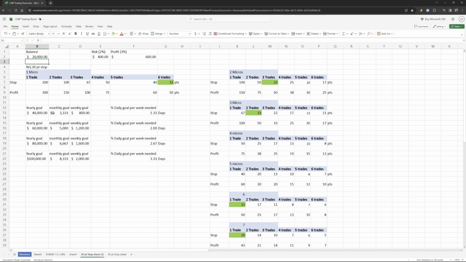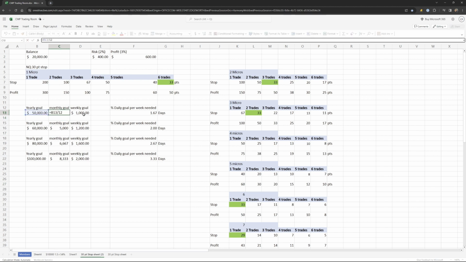Just to go over this again, you've got some goals here, which will calculate depending on the amount you put in. For example, if you change this to 50,000, the monthly goal is basically the 50k divided by 12 months. And this is the goal divided by 50 weeks, as we have about 50 trading weeks in a year. And then the day is basically 250 days. So that is the weekly goal divided by the profits.